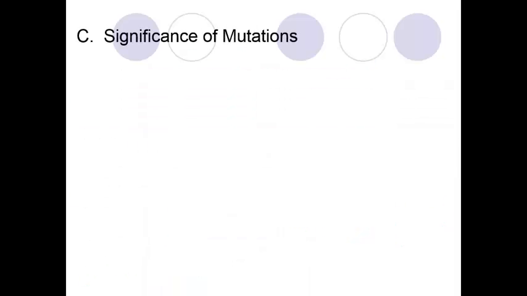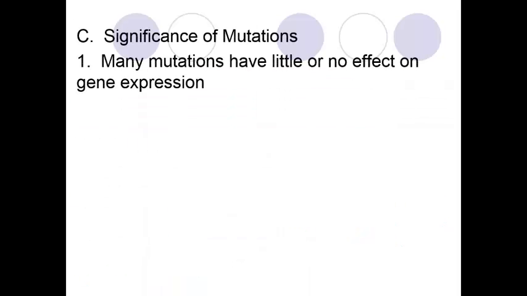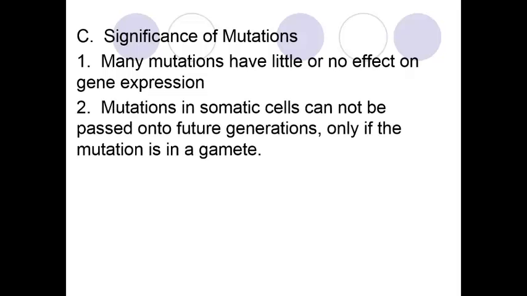Alright, so to finish us off, some significance of this. First of all, many mutations have little effect or even no effect on the gene being expressed. So the phenotype of the individual is not always going to be changed. Mutations that are in your somatic cells, like your skin cells, brain cells, and so on, cannot get passed on to future generations, only if the mutation is in a gamete. So I guarantee that that is something that you need to know.